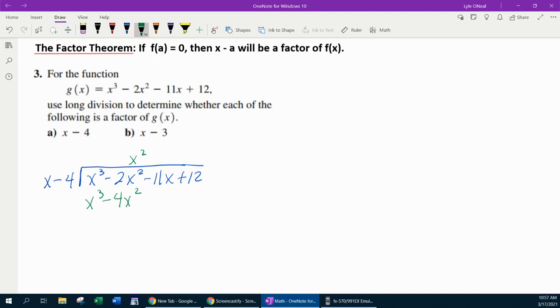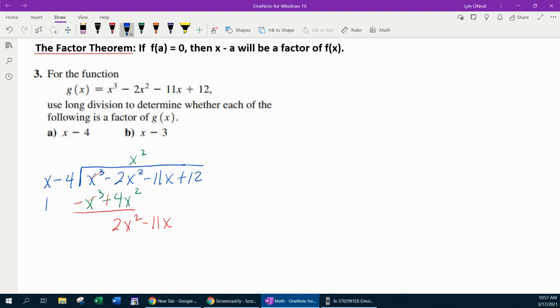Once you distribute, the next step says draw the line, change the sign, and then combine. X cubes are going to cancel. Negative 4 minus negative 2 gives us a 2x squared, and the minus 11x comes down. Now you can also bring down the 12 if you want, but it's not necessary. And then we're going to rinse and repeat.